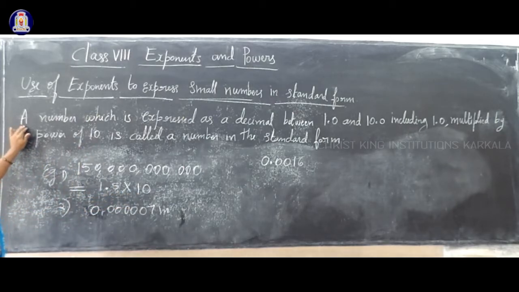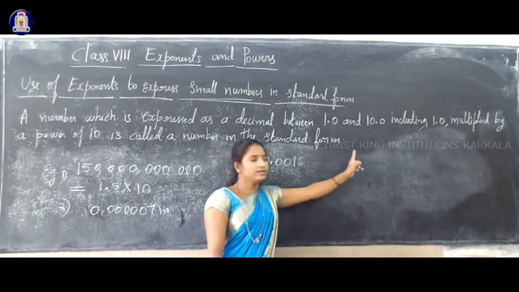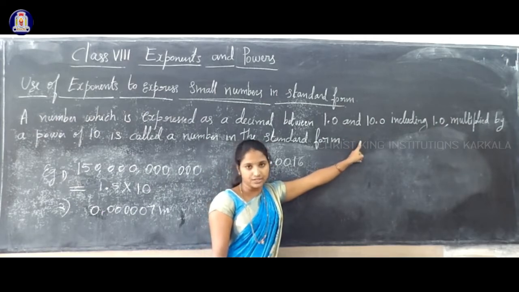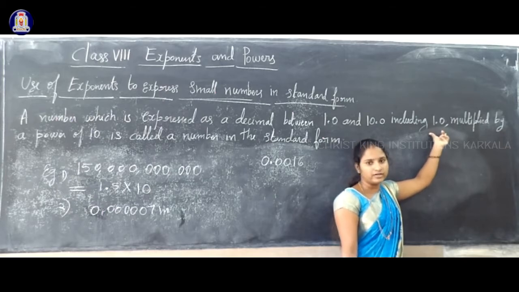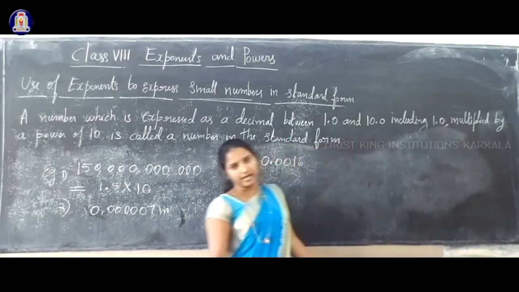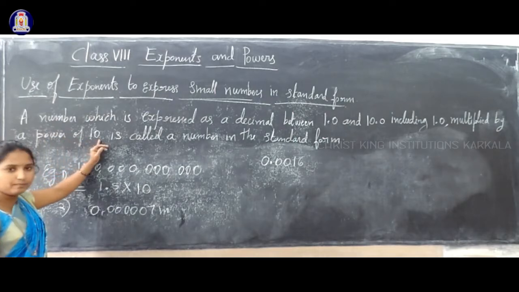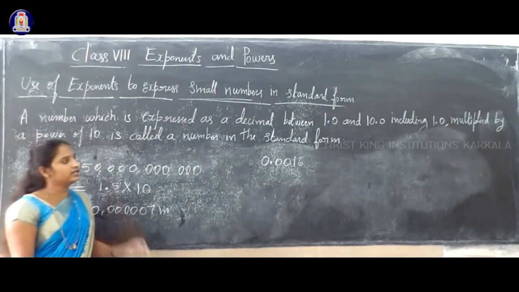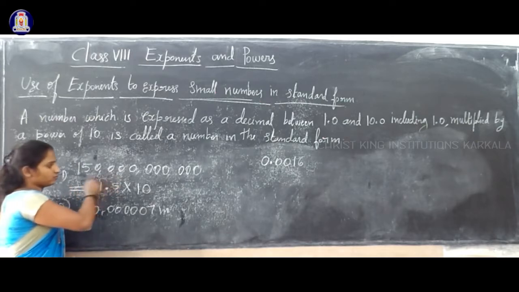Clear? What is standard form? Standard form means a number which is expressed as a decimal between 1.0 and 10.0, including 1.0, multiplied by a power of 10. A power of 10 is called a number in the standard form. Okay, so here I wrote one example.